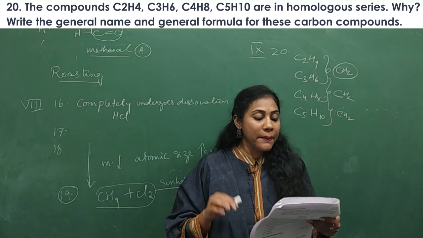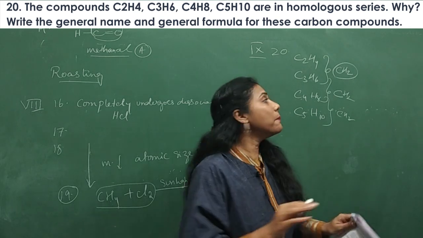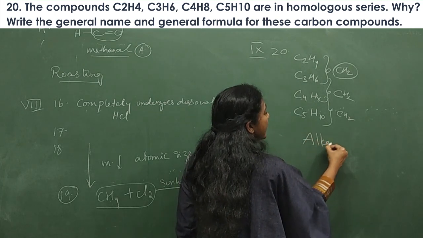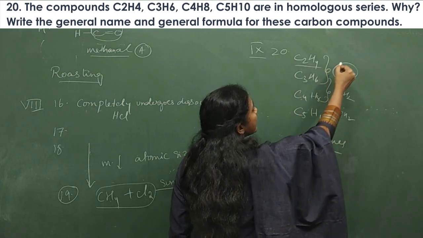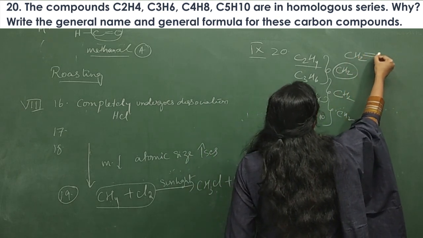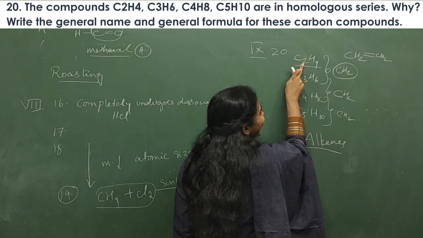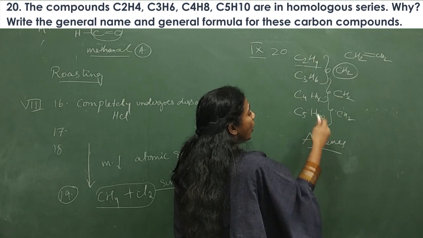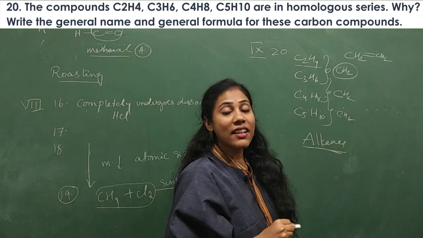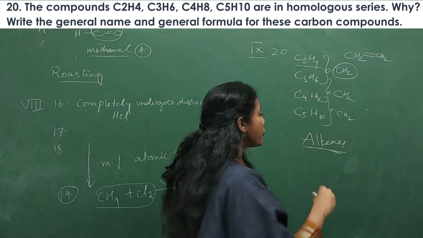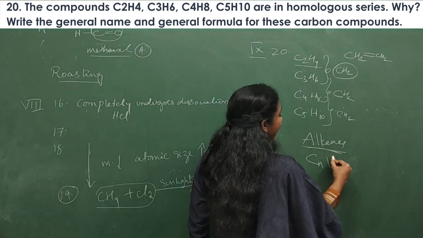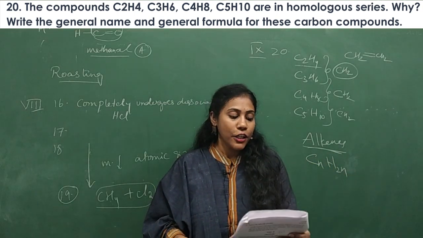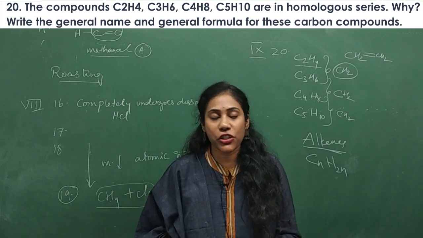Write the general name and general formula for these carbon compounds. You know, they belong to a class of compounds called alkenes. So, if you want, you can just put the formula of the first one. How do you put? CH2=CH2, right? So this is ethene, this is propene, this is butene, this is pentene. So all of them come under alkenes and they are asking their general formula also. So what is the general formula? CnH2n is the general formula for alkenes, isn't it? So that's all about your 20th question.